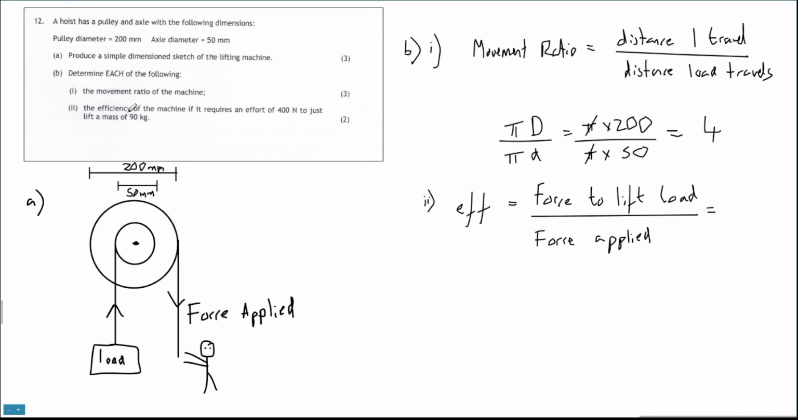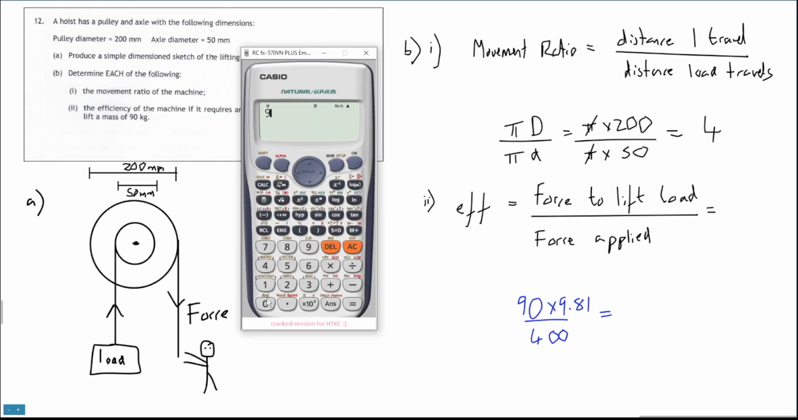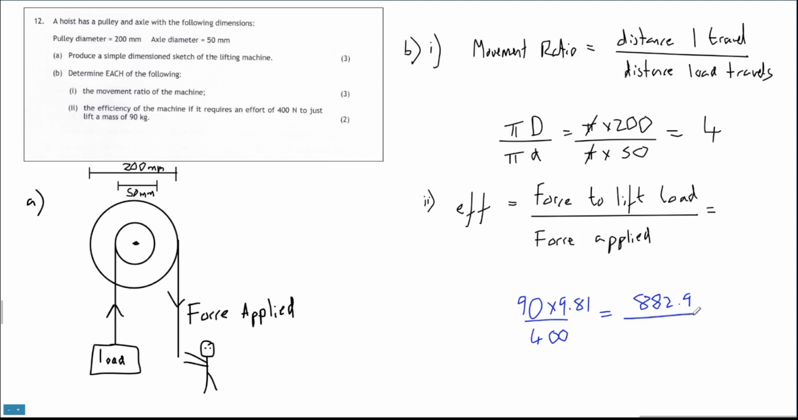They've given us the force applied as being 400 newtons. So I can put 400 newtons on the bottom. And then the force to lift the load, we're lifting 90 kilograms. So 90 kilograms times 9.81, because we always have to multiply by gravity in order to get a working force on this thing. So 90 times 9.81. The force we're lifting is going to be 882.9 newtons. And we'll divide that by the 400. You can see it's about 2.